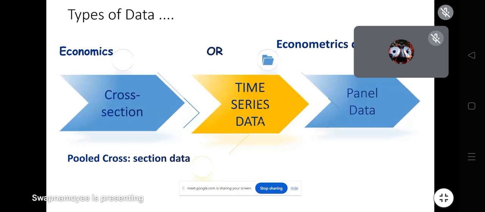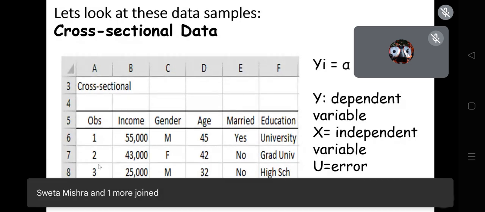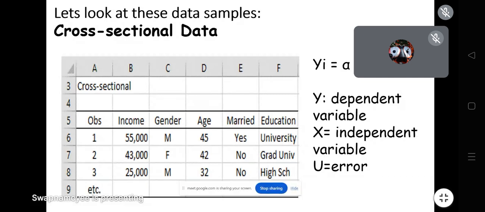So let us have a look at all this data and where time series stands, how it is different from the other ones. Coming to the cross-section data, you can see on the screen. In this case, there are a number of entities on which you collect the data. This may be a person, any individual unit, or maybe companies. In this particular table on different persons, the various variables you have collected data on are income, gender, age, marital status, education and all.